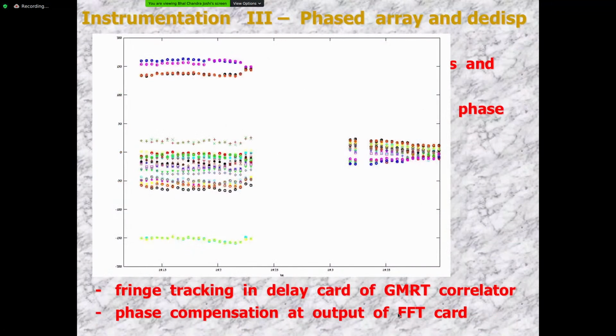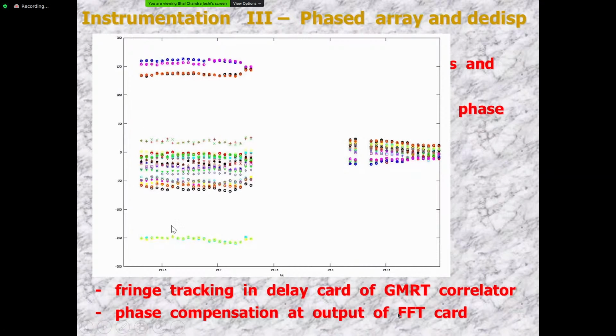So this is an example of how you do the phasing. Here each point or each symbol is the data from one of the GMRT telescopes, and what is plotted on the y-axis is the phase in degrees, and on the x-axis is the Indian Standard Time. So in the evening this observation has been taken. You can see that the phase of each of the antennas is different. And then you look at a calibrator, find out how much the difference is, and then you compensate for it, and all the phases have come together.